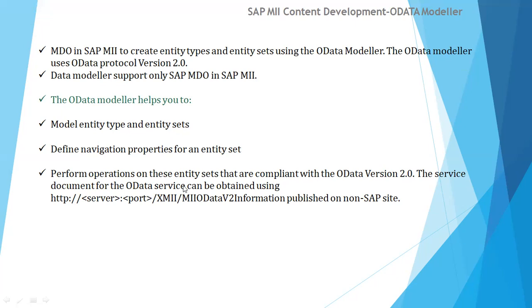And the service document is also available on this path. If you want to read that information for OData version 2.0, you can use this URL. You just have to replace the server and port number with those of your SAP MII system.